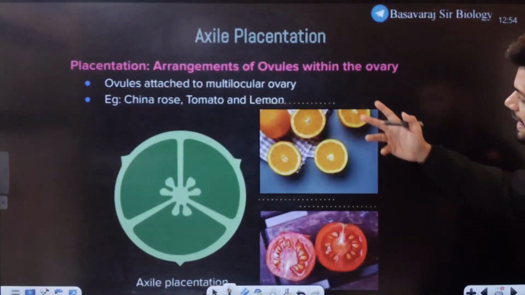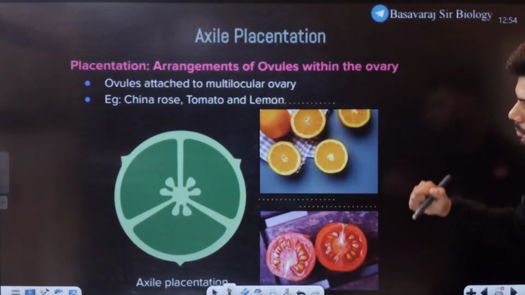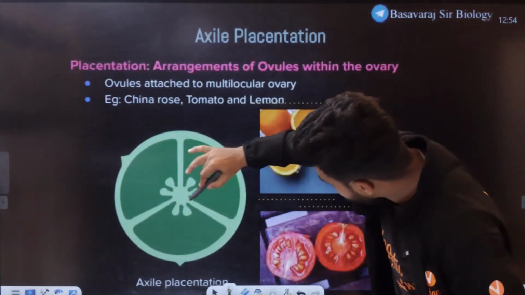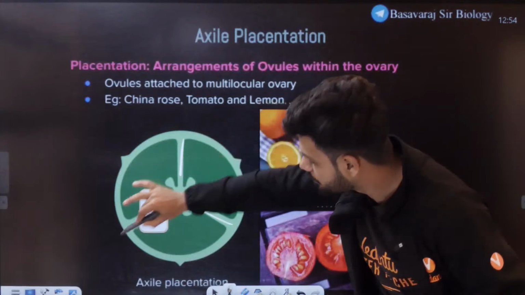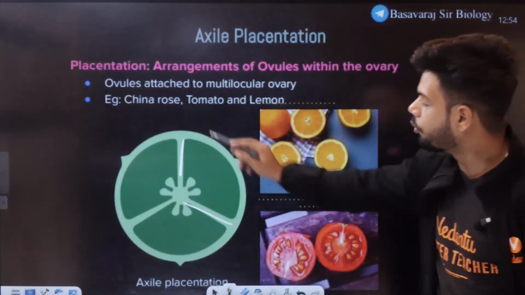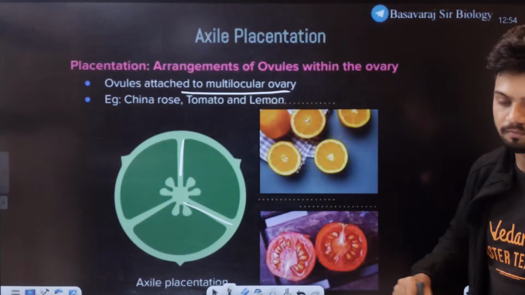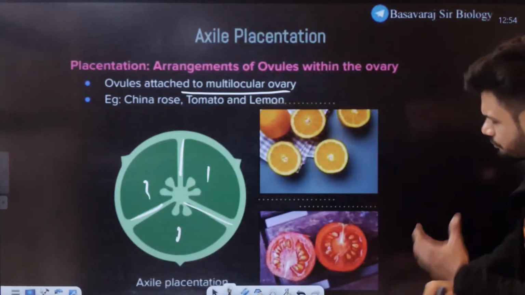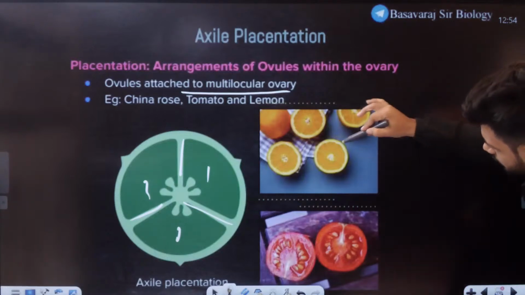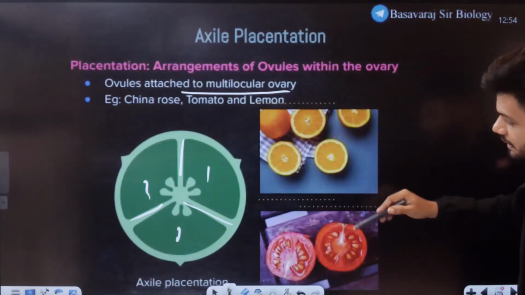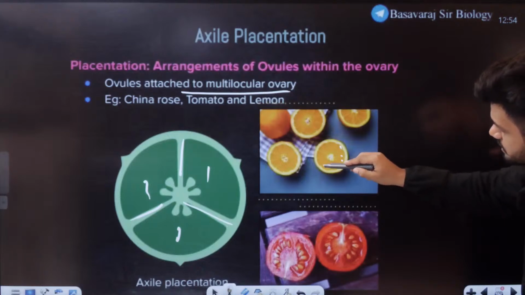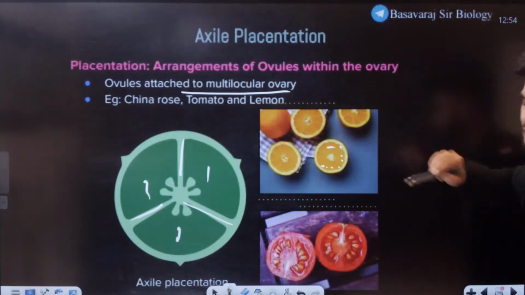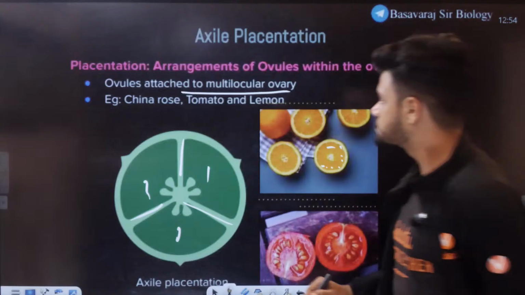Now, what about axial placentation? In axial placentation, there is a crosswall formation. Can you see? Crosswall formation is present here. Ovules are attached to the multilocular ovary. So, can you see multiple locules? 1, 2, 3. For example, if you cut a lemon, students, you can see multiple locules here. 1, 2, 3, 4, 5, 6. Now here the trick is very simple.